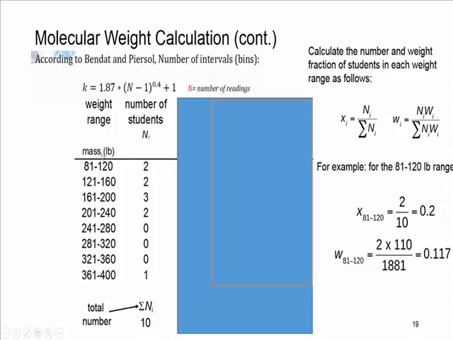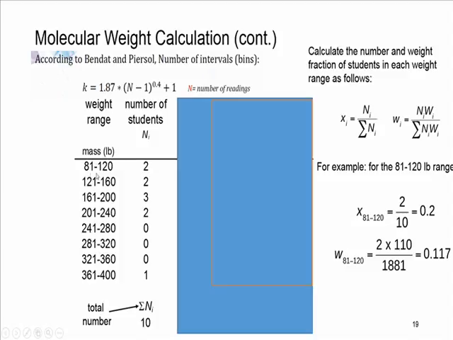To find the number of groups, or the number of intervals, there is a formula that has been proposed by Bendat and Piersol. It says the number of bins is equal to this number. If n is equal to 10, then 6 is recommended for this one. But let's assume that we have divided the whole group into 8 sections or 8 parts, as you can see here.